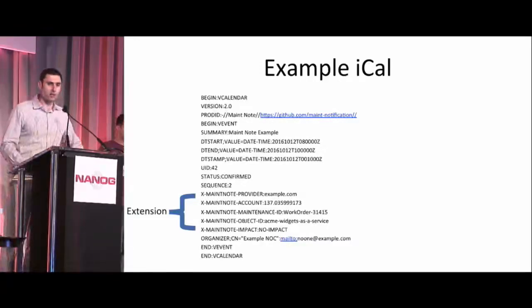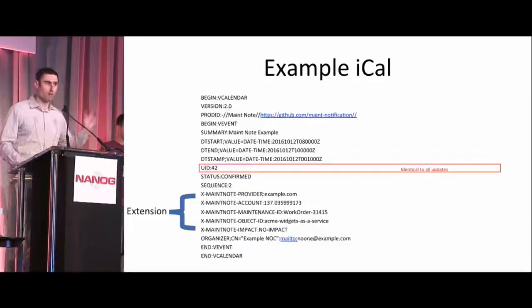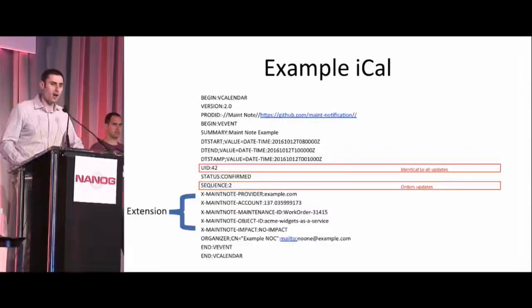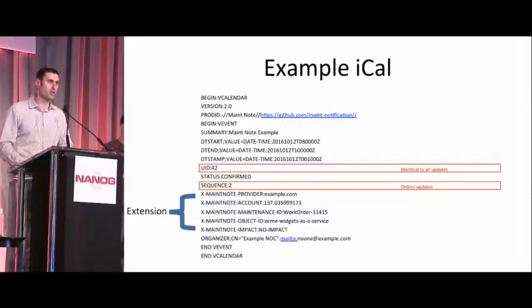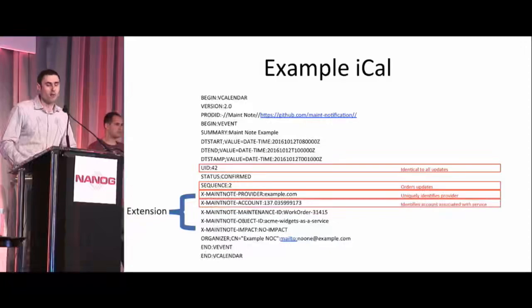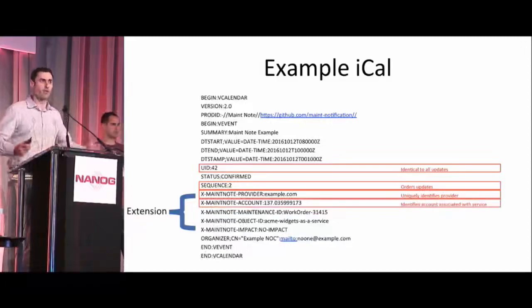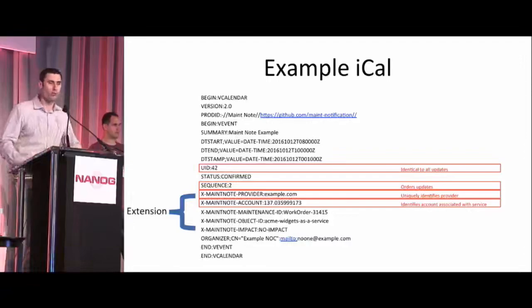Some of the fields of interest in particular, there's an identifier field. This is like a row ID in a database table that you can use to associate different updates with each other, even if all the other related information about the maintenance changes. There's a sequence field, again, part of iCal, and this orders the updates, so it's possible for you to know what is the newest information in case the messages get delivered out of order to your parsing application. There's a field to uniquely identify the provider, so we know who exactly is sending this notification. We have a field to identify the account in case within an organization we have more than one group that is using the services of this provider and we need to dispatch internally.